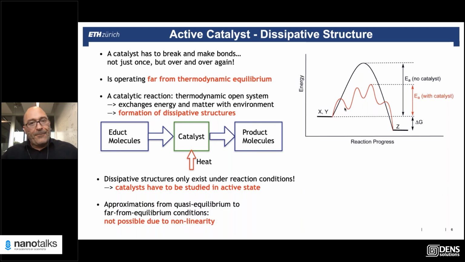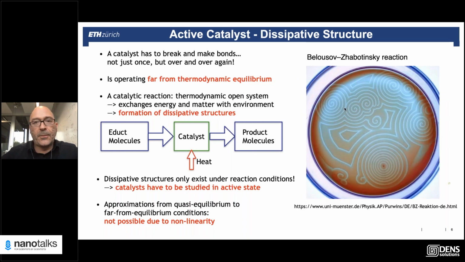And that is why catalysts have to be studied under these non-equilibrium reactive conditions when they're really in their operational state. And of course, we have tried in the past and still try to make approximations. So we start with something that is close to equilibrium, at low chemical potentials, and then we try to make an approximation to the far-from-equilibrium state. But that is tricky because there are lots of non-linear processes involved and it's not a linear abstraction. So that's a bit difficult.